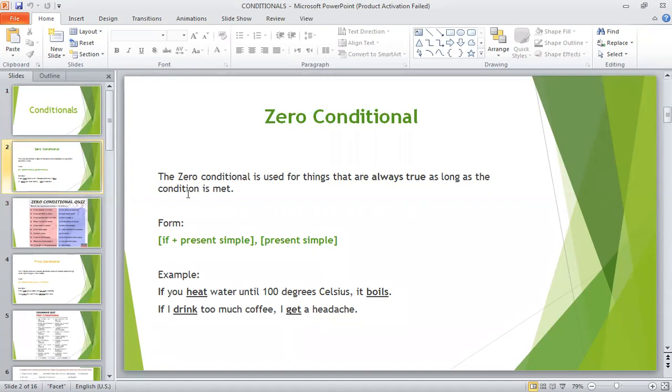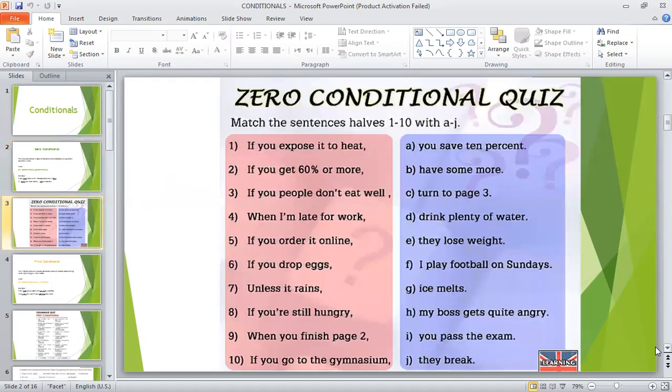Of course, we have two clauses. Clause means a complete sentence, and a comma, and another complete sentence after. So an if conditional is a sentence of two clauses. The if sentence is present simple, and the other sentence is present simple in the case of zero conditional.